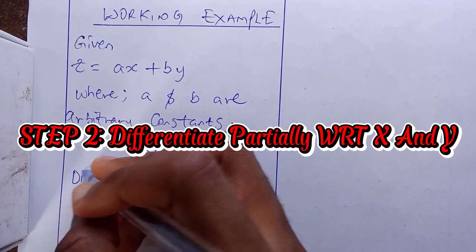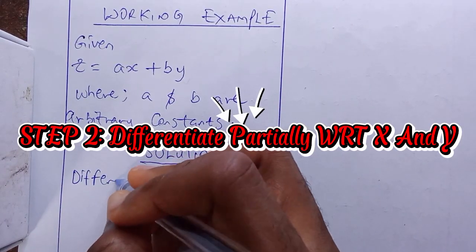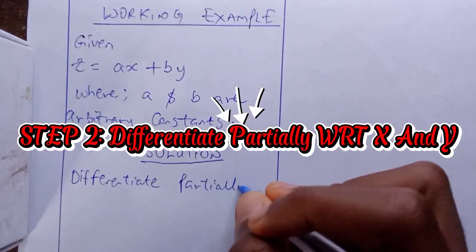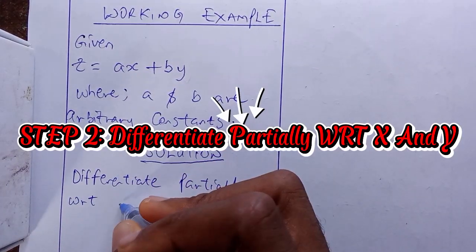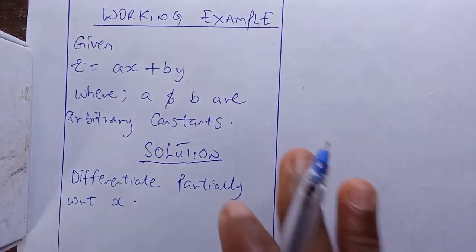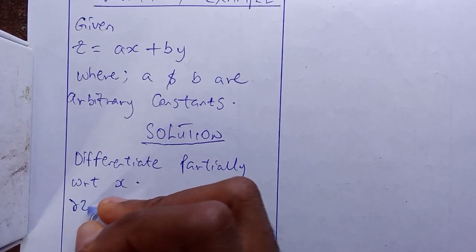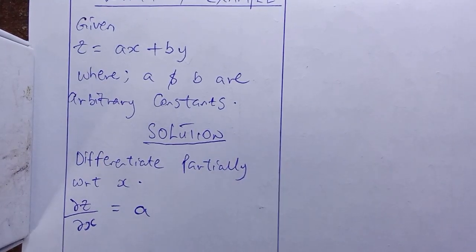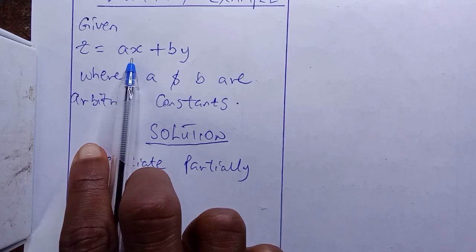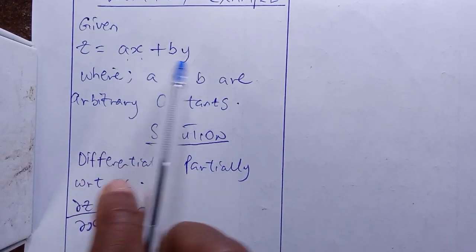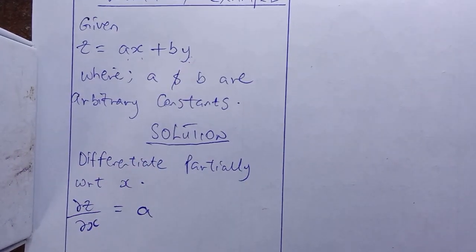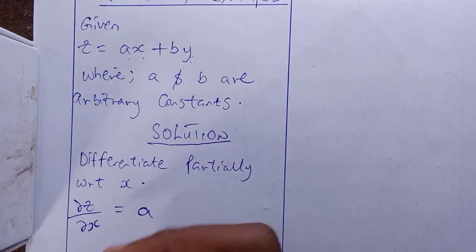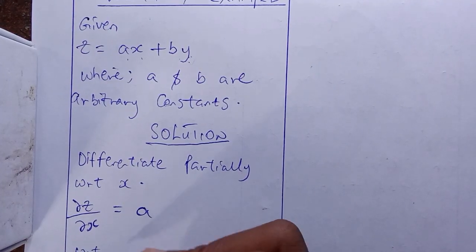Now differentiating partially with respect to x, what do we have? We have partial of z with respect to x equals a. Why? Because if you differentiate x, it is 1, a times 1 gives you a, and there is no x in the other term, so it is automatically 0. So if you differentiate this function partially with respect to x, you have just a. And also do the same with respect to y.